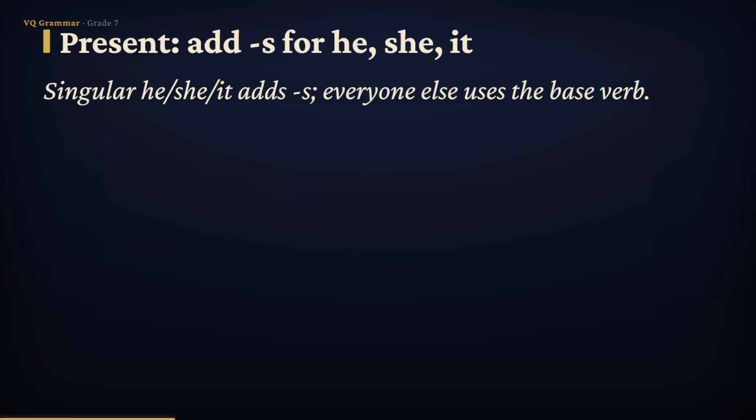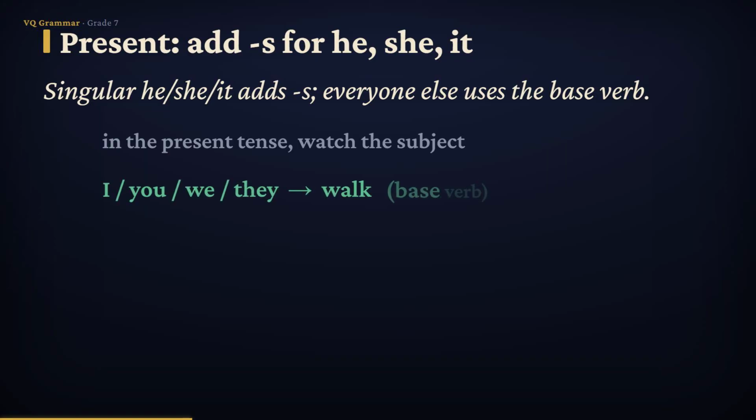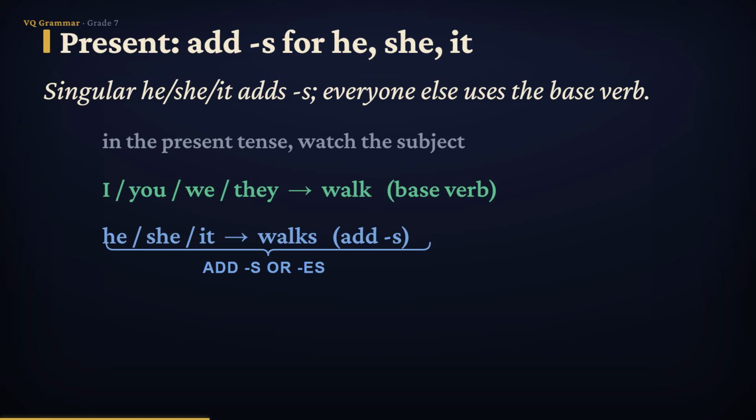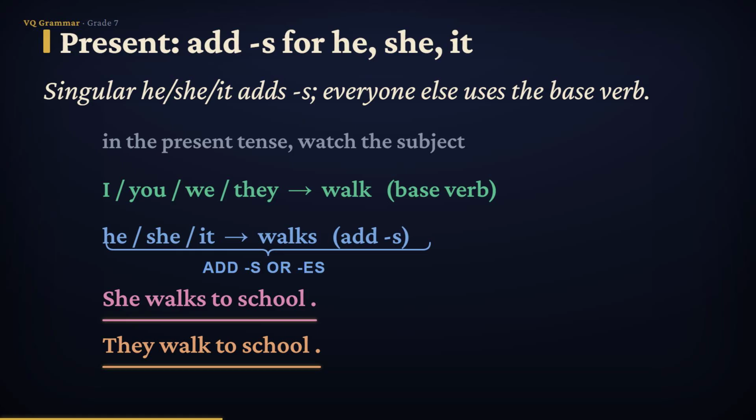Here's the trickiest part of the present tense, so let's slow down. The verb form depends on the subject. For I, you, we, and they, you use the plain base verb, walk. But for a single he, she, or it, you add an s or es, walks. Look at the difference. She walks to school, one person, so the verb gets its s. They walk to school, more than one, so the verb stays plain. So in the present tense, you always match the verb to the subject.